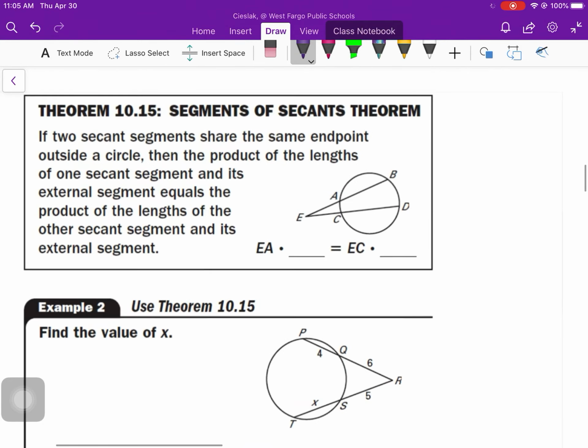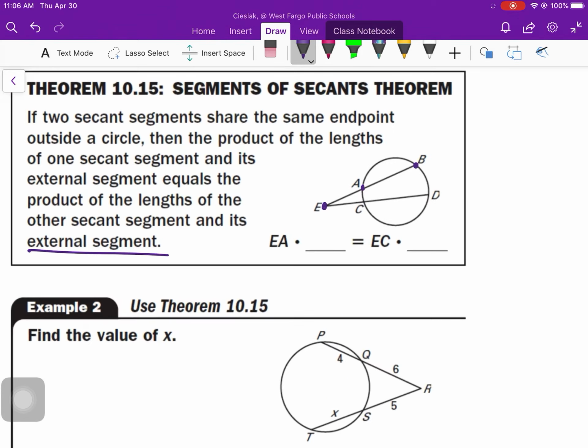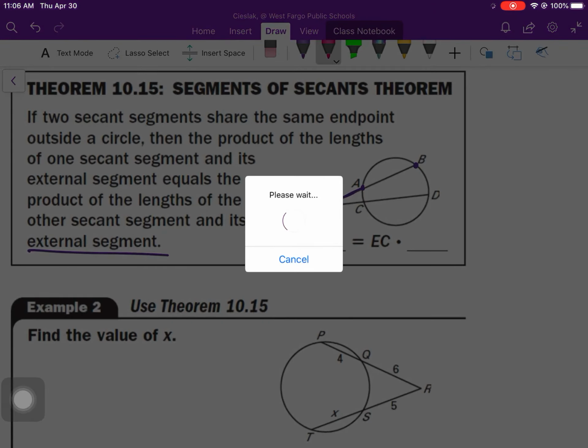Okay. Our next theorem talks about segments of secants. Secants are hitting in two spots on the circle, and it's just a line instead of a segment like a chord. So this one is a little more complicated. It says if two secant segments share the same endpoint outside of a circle, so I've got them meeting out there, then the product of the lengths of one secant segment and its external segment equals the product of the lengths of the other secant segment and its external segment. External segment is the key thing here. I have two of them, the one in purple and this one in red.